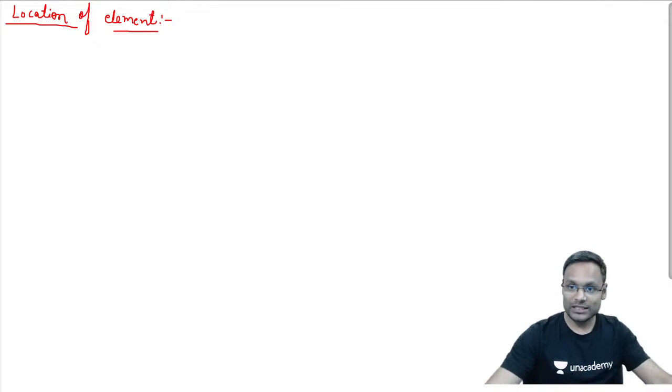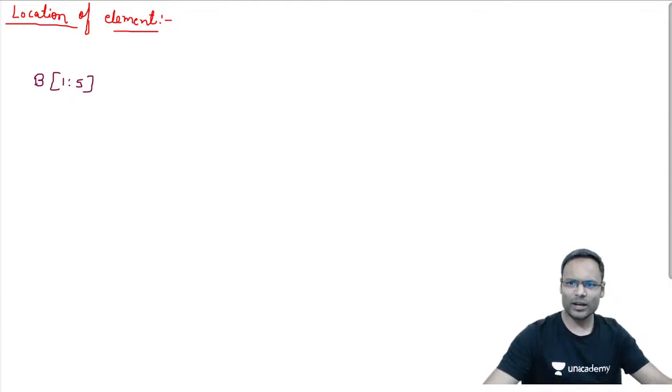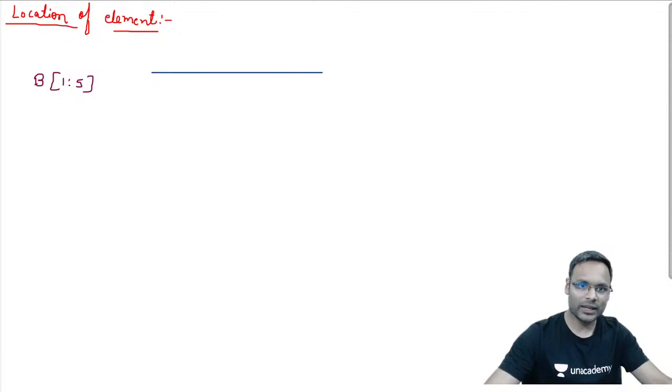Okay, let me take another example now. Let's take another array B which is having only 5 elements, but indexes are starting from 1 to 5. In this case what happens? अब क्या होगा? अरे कोई कयामत थोड़े आ गई है. रुको तो सही. अरे फॉर्मूला रटने से काम नहीं चलेगा. I will never ask you to remember anything until I explain why it is.